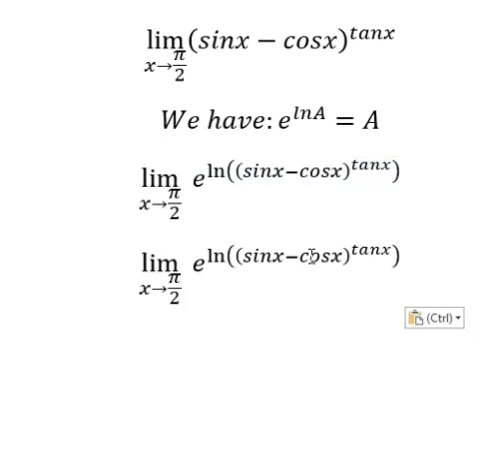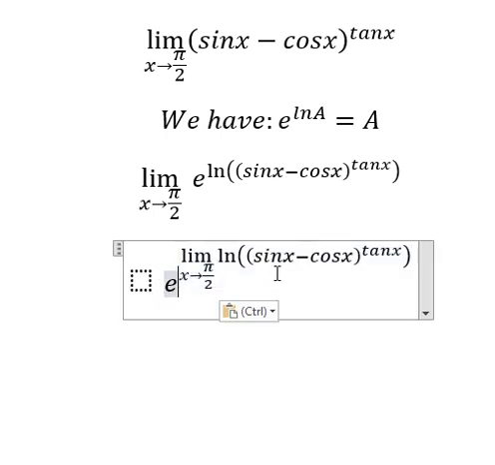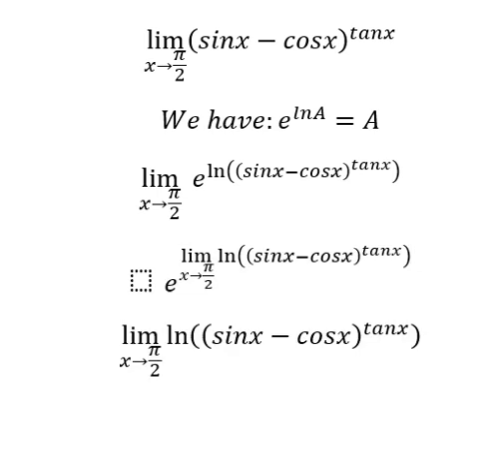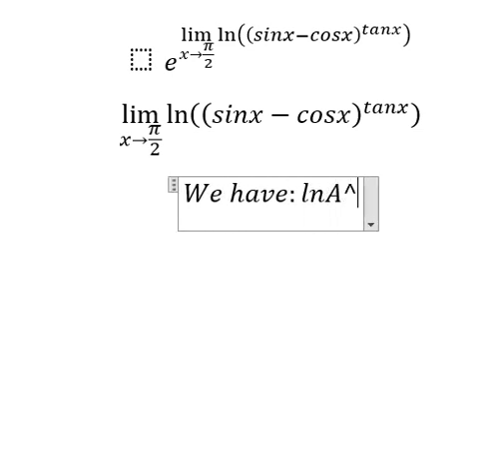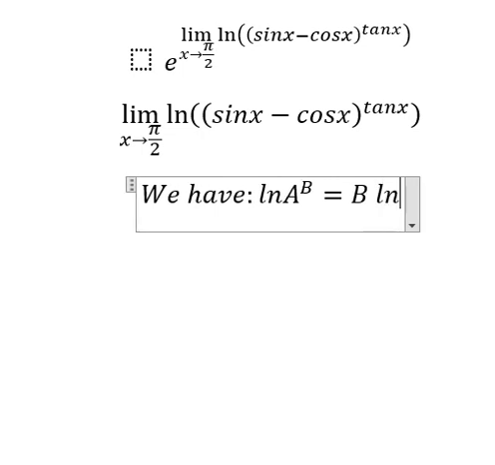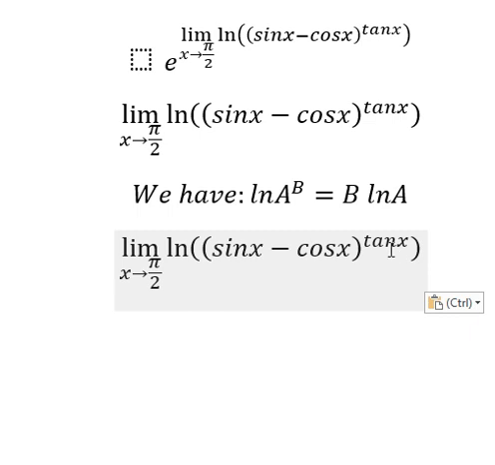So I will put the limit go here. So we need to focus on this one. So we have the second formula in here. So A, that is about sin x minus cosine x. B, that is about tan x. Now we need to transform this one into this one. And we have like this.